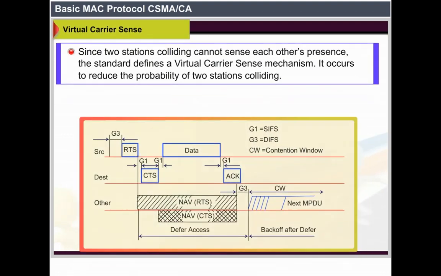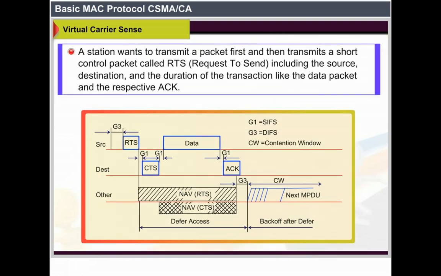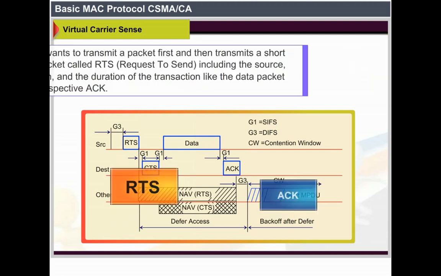In order to reduce the probability of two stations colliding because they cannot sense each other's presence, the standard defines a virtual carrier sense mechanism. A station wanting to transmit a packet first transmits a short control packet called RTS, request to send, which includes the source, destination, and the duration of the following transaction, the data packet and the respective ACK.